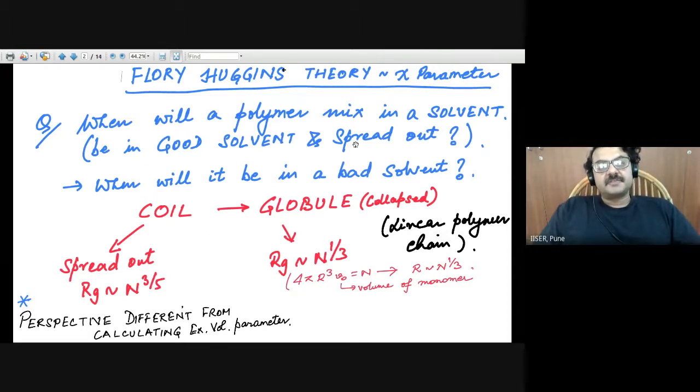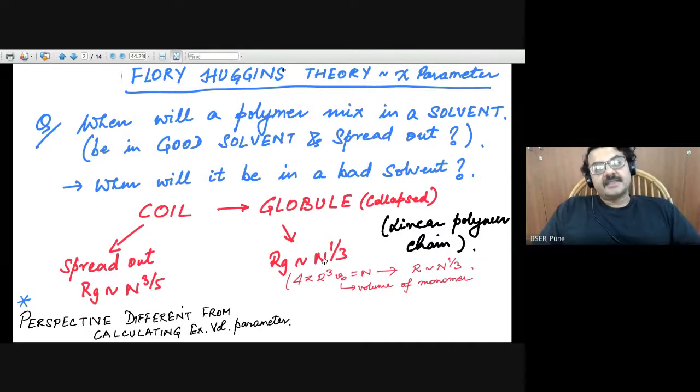Whereas if the solvent is such that it's a bad solvent, so that it's free energetically favorable for a monomer to be in close proximity with other monomers rather than be in contact with the solvent, then the polymer will be in a collapsed state. It will basically compactify. It won't like to spread out. And then it's called the globule state. In that case, the radius of gyration, which is an estimate of the size of the polymer chain, goes as n to the power 1 by 3.